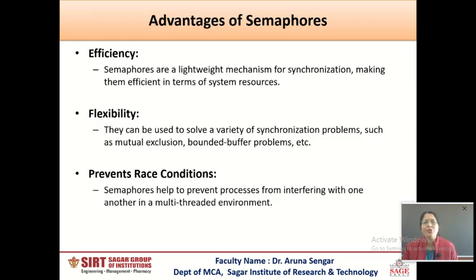Advantages are efficiency, flexibility, and prevents race conditions. Efficiency means semaphores are a lightweight mechanism for synchronization, making them efficient in terms of system resources. So the efficiency of the operating system gets increased by semaphore. Flexibility: they can be used to solve a variety of synchronization problems such as mutual exclusion, bounded buffer problems, etc. And third is preventing race conditions. Semaphores help to prevent processes from interfering with one another in a multi-threaded environment.